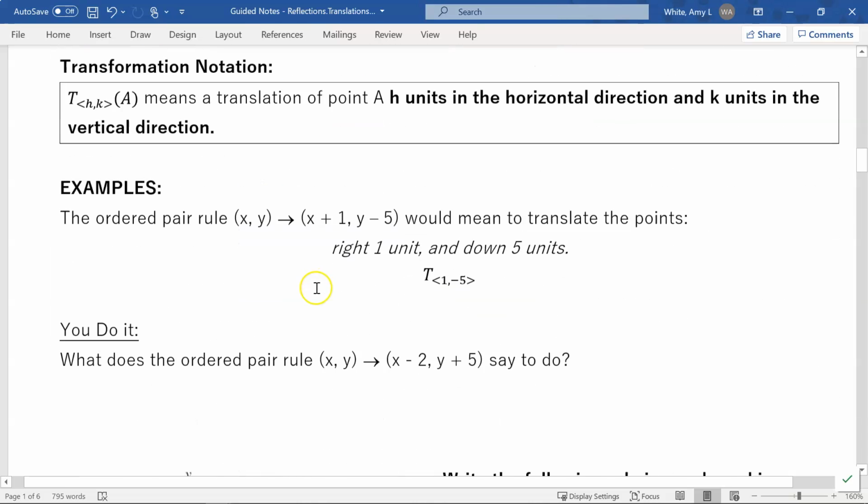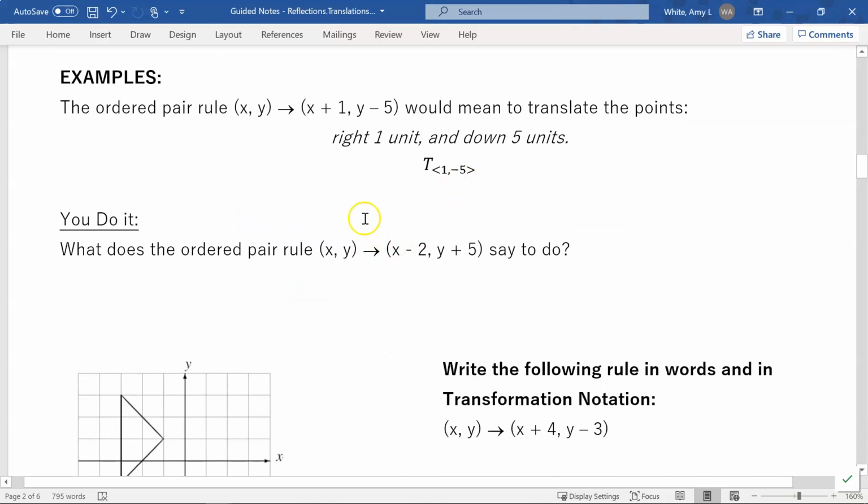So let's try some examples and see what this would look like. So if in the ordered pair rule (x, y), we're going to change it to (x plus 1, y minus 5). So the x plus 1, since it's positive, we're going to go to the right 1 unit, and a negative y tells us we're going to go down. I could take that positive 1, negative 5, and write it as the subscript in my transformation notation.